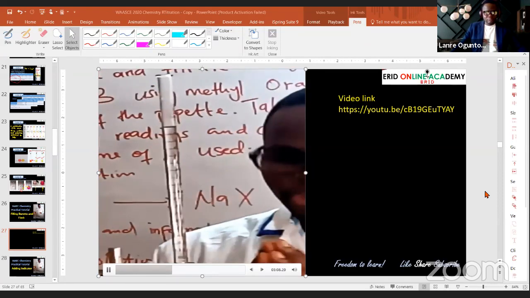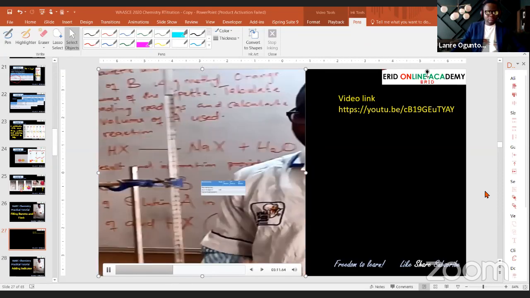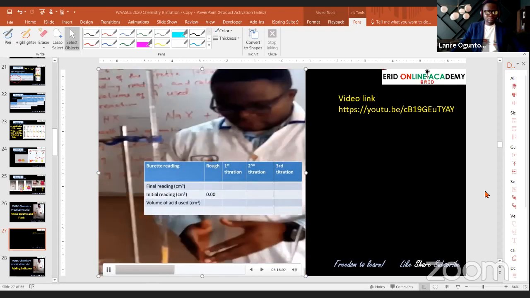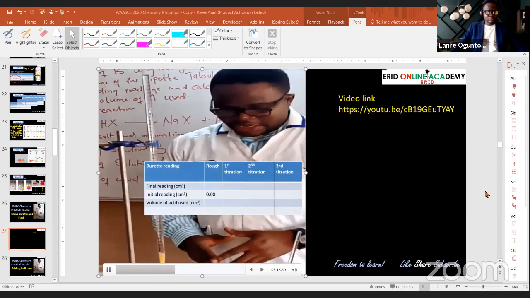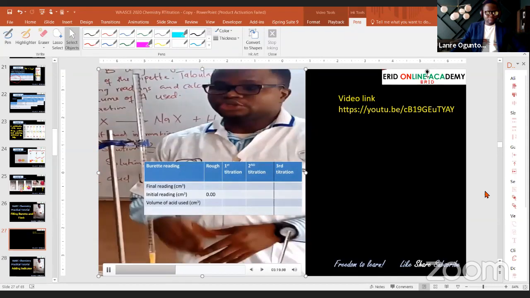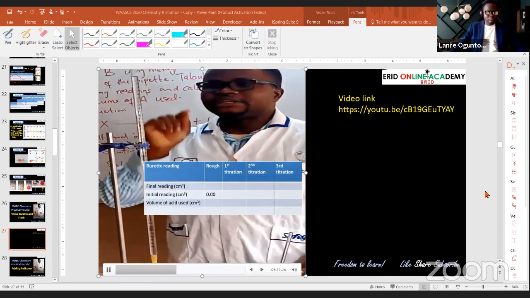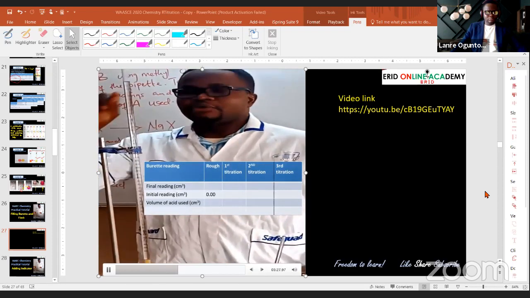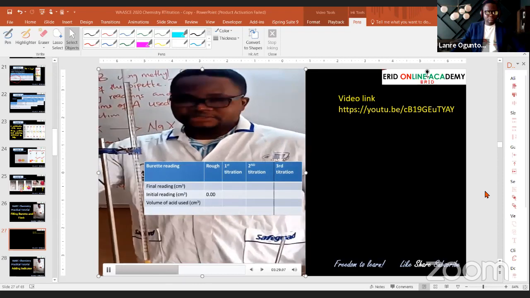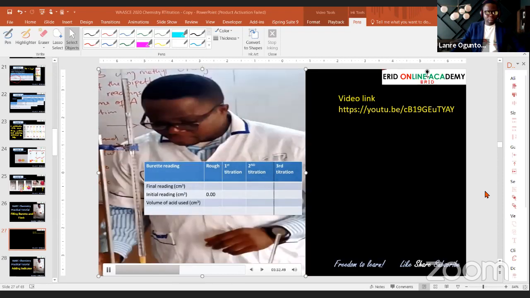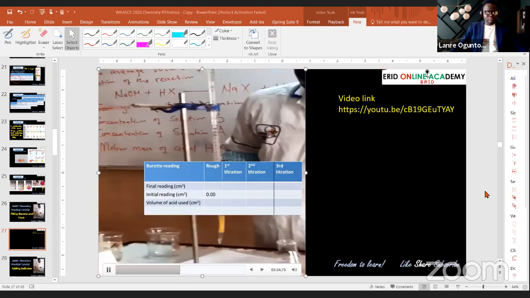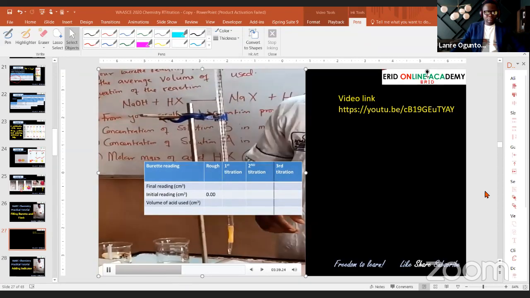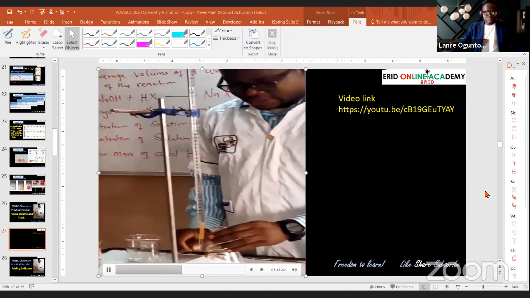So in your record book, which you can see on the screen, you have your initial, you have your final measurement of acid. So you record 0 as the initial level of your acid. Good. When your acid is set, then the next thing will be to take your conical flask and pour in your base into the conical flask.